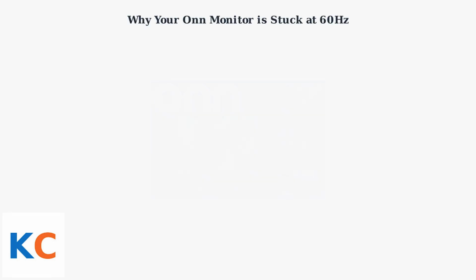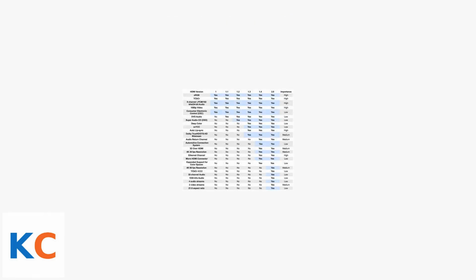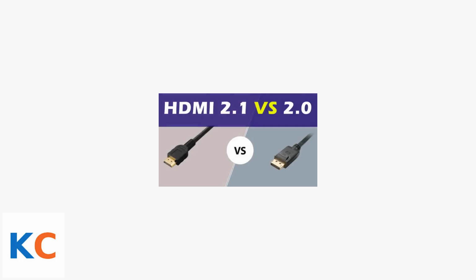Is your ON monitor not reaching its advertised refresh rate? Here's why. ON monitors, while budget-friendly, often default to 60 Hz due to limitations in HDMI versions, display settings, and software configurations. HDMI versions 1.4 and 2.0 support up to 4K at 60 Hz, while HDMI 2.1 is needed for 4K at 120 Hz or higher.